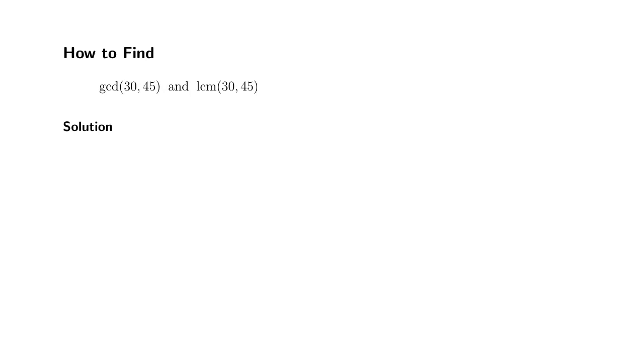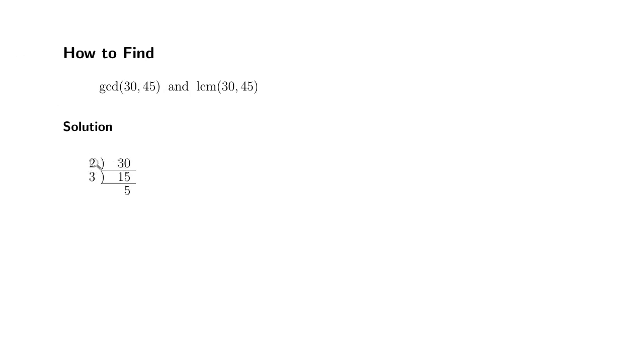All right, let's try to find the greatest common divisor and the least common multiple of 30 and 45. I'm going to use prime factorization to find these. So let's work on 30 first. I'm going to start with 30 and then try to divide by prime numbers.